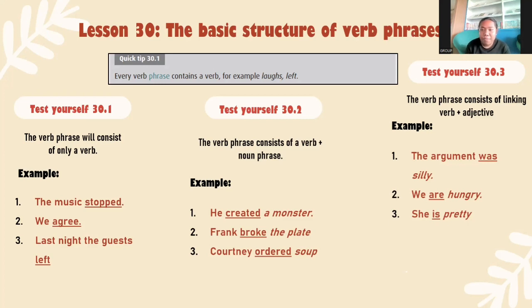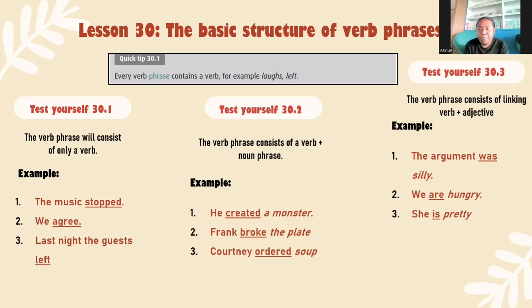And for test yourself 30.2, the verb phrase consists of a verb and a noun phrase. So the underline is going to be a verb, and the italic is the noun phrase. So for the example, number 1, he created a monster. Created is a verb, while the italic, a monster, is a noun phrase. Number 2 is Frank broke the plate. Broke is a verb, and the plate is a noun phrase. Number 3 is Courtney ordered soup. Ordered is a verb, and soup is a noun phrase.